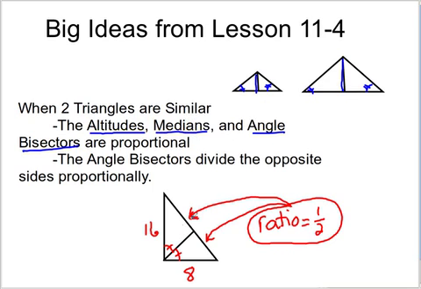The second part was, inside a triangle, if you have an angle bisector, it divides the opposite side into the same ratio as the two sides that make up the angle that's being bisected. So here the ratio is 8 to 16, which means the ratio of this segment to this segment is the same, 8 to 16, which we simplify to 1 to 2. Alright, those are the big ideas from 11.4.